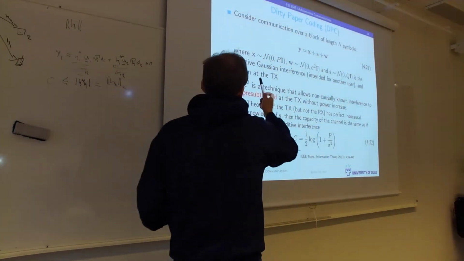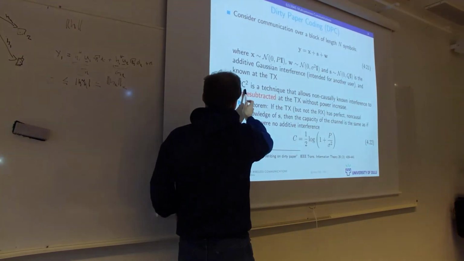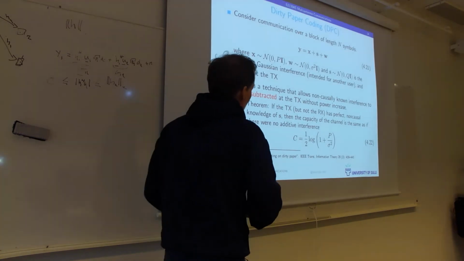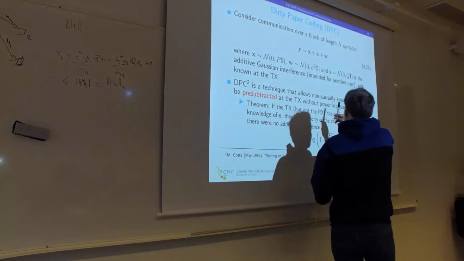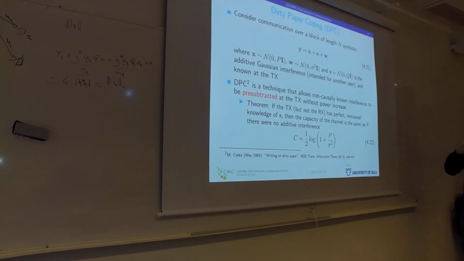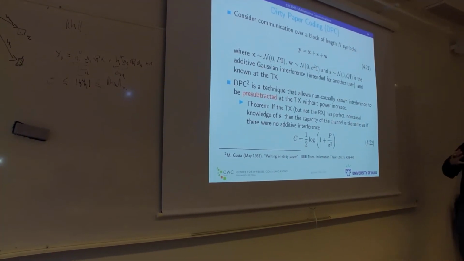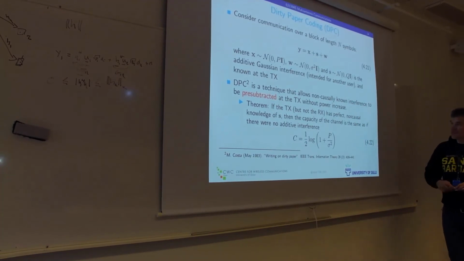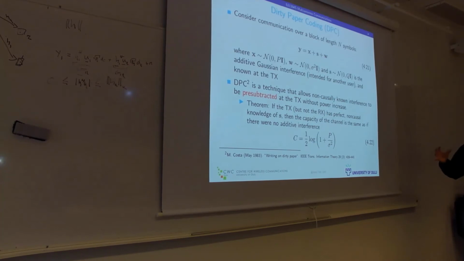So dirty paper coding is a technique that allows non-causally, meaning something that depends on present and future symbols, basically interference which is caused by the same transmitter, to be pre-subtracted at the transmitter without power increase.